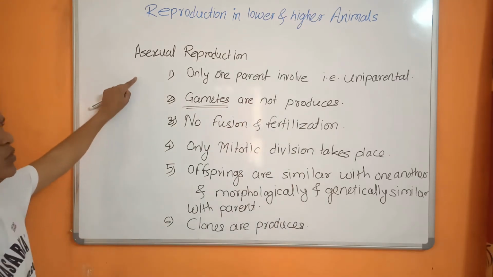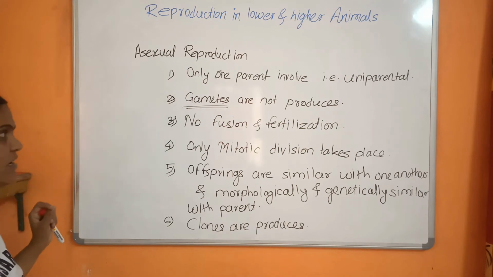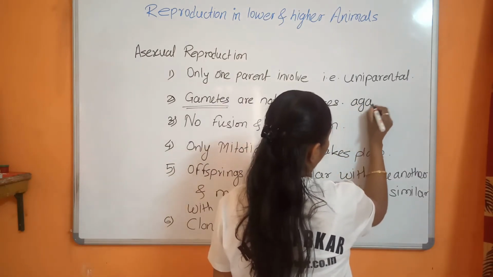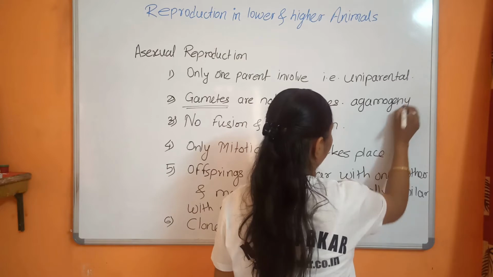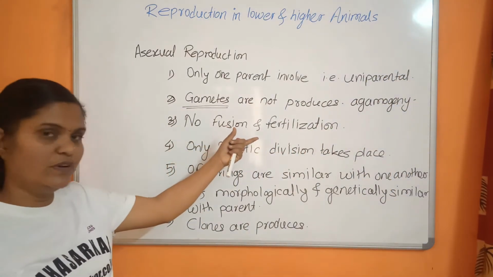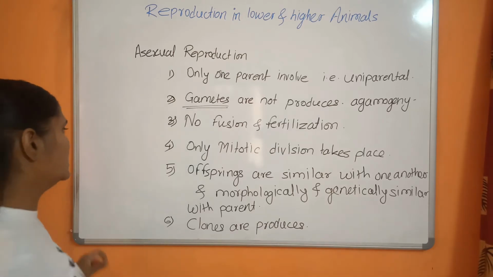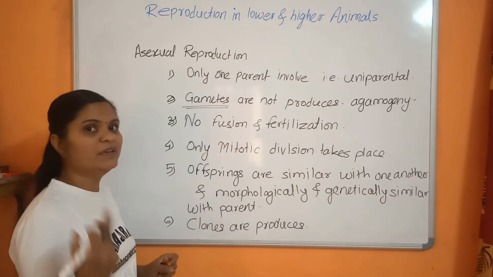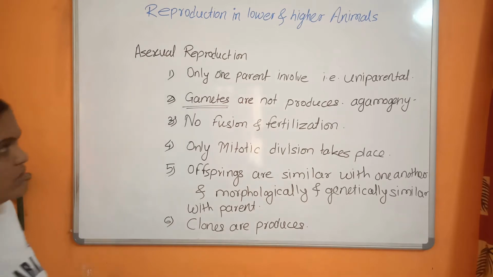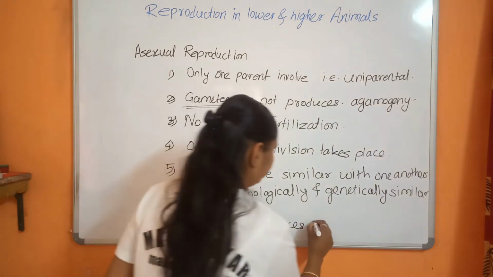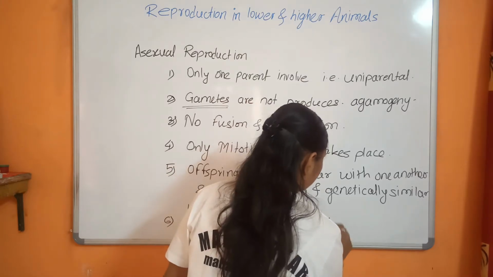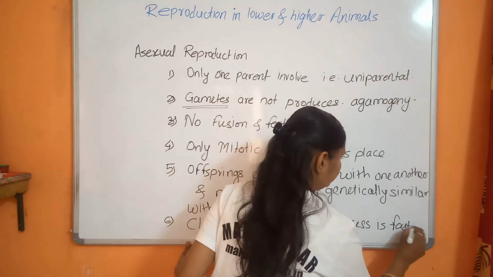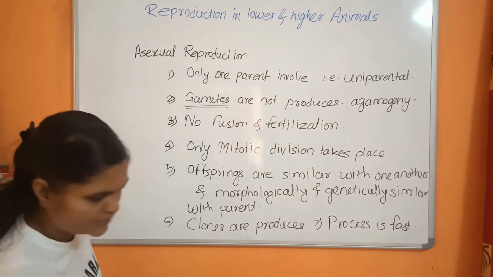So remember these characters: only one parent is involved, that's why it is called uniparental reproduction. Gametes are not produced, that's why it's also called agamogeny. No fusion, no fertilization, only mitotic type of division, and offsprings are morphologically and genetically similar with their parents and with one another, and the organisms are called clones, and the process is fast. These are the basic characteristics of asexual reproduction.